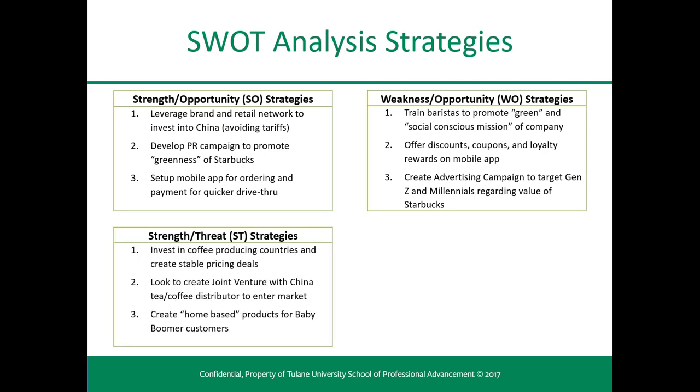Ways Starbucks can leverage their strengths to defend against threats would be to invest into coffee producing countries and create stable pricing deals. Depending on how NAFTA goes, that would help protect them against any future price increases. Again, they could look to create joint ventures with Chinese tea and coffee distributors, again, to avoid those tariffs and better enter that market.